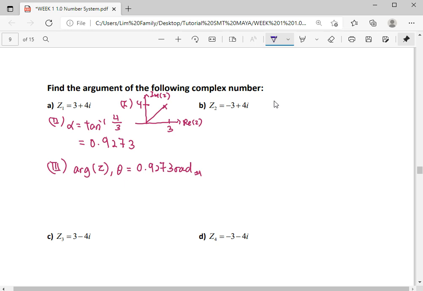Okay, miss. Then we go for the second example. So for the second example, you also need to draw number 2. So I draw it at the side here.